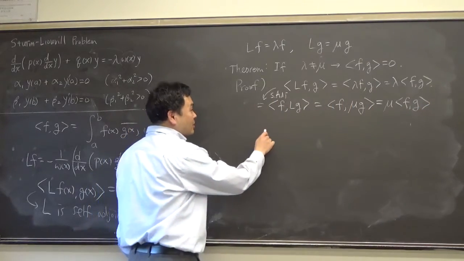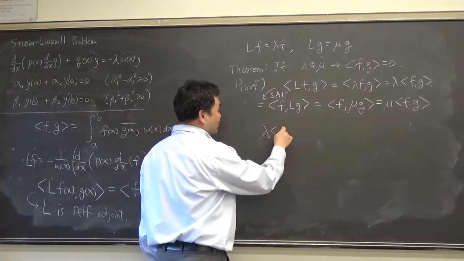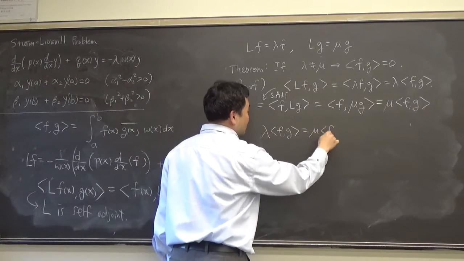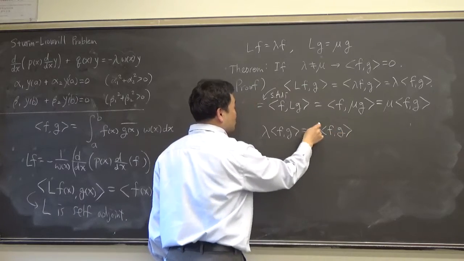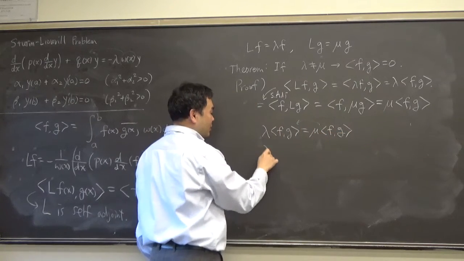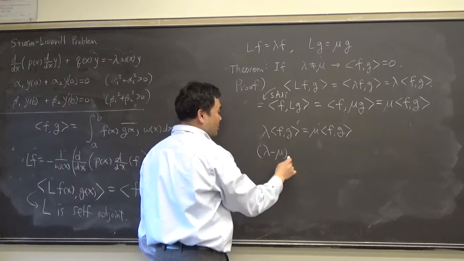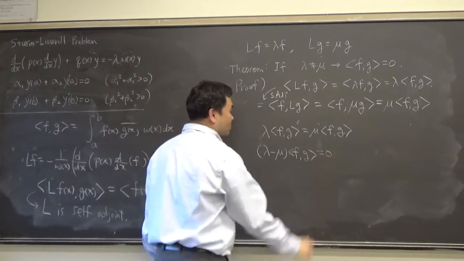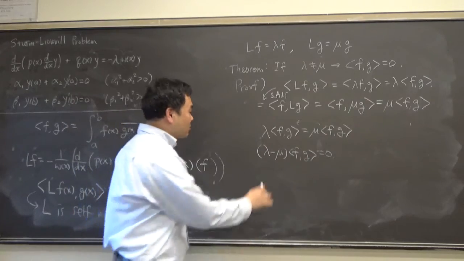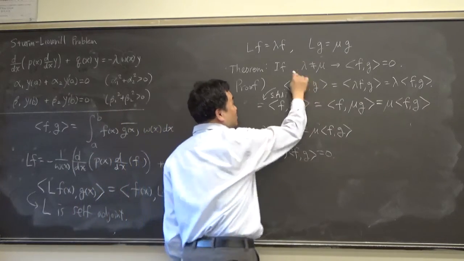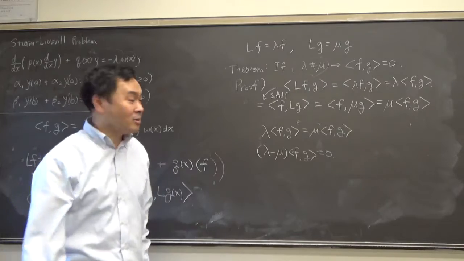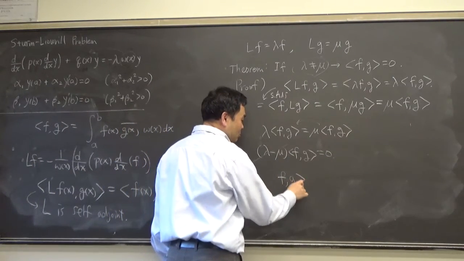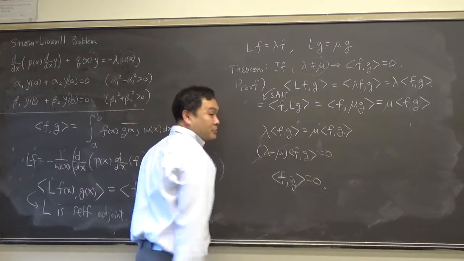So we have the identity that lambda times the inner product of f and g equals mu times the inner product of f and g. So we move this to the other side, we get lambda minus mu times the inner product of f and g equal to 0. Either this is 0 or that's 0, but we have lambda and mu different, right? So you can divide this away and you can make the conclusion it has to be 0.